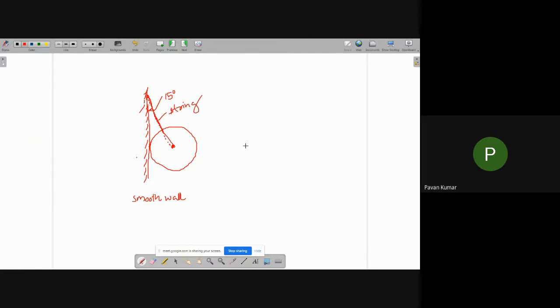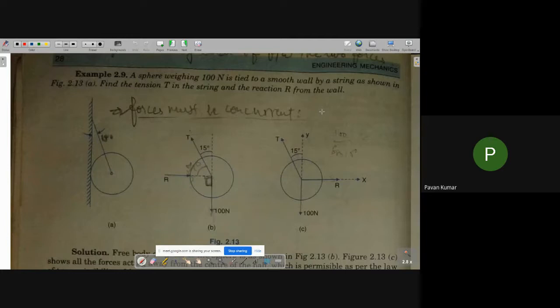Okay, now we have to find out what is the tension in this string, and what is the reaction of the wall on the ball. Okay, so we have to find out the reaction of the wall. So we have to find two things: the tension in the string and the reaction from the wall.